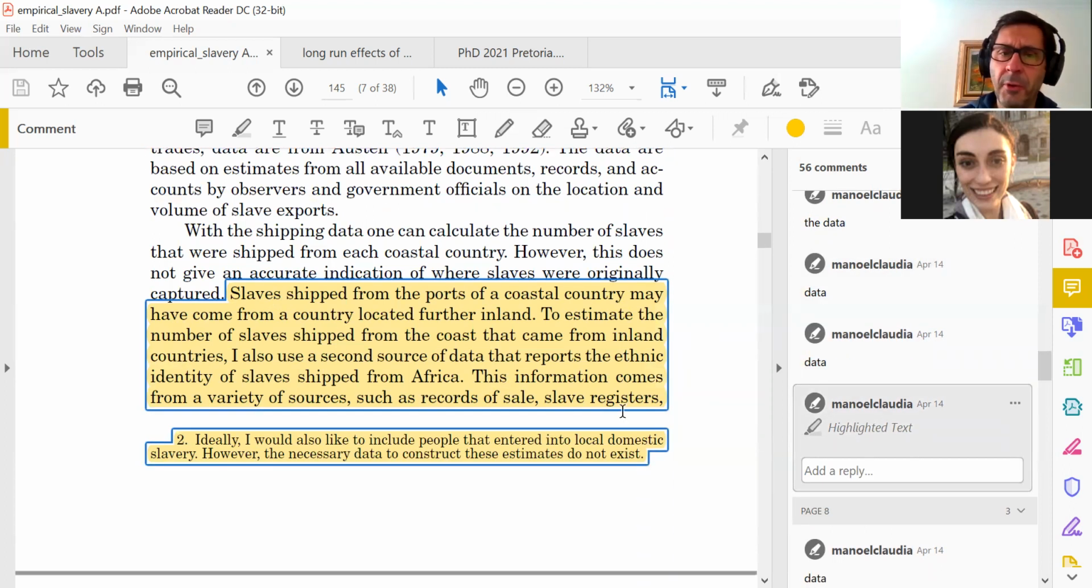And slaves shipped from the ports of a coastal country may have come from a country located further inland, of course. To estimate the number of slaves shipped from the coast, that's why the information on ethnicity is important. He also uses a second source of data that reports the ethnic identity of slaves shipped from Africa, so that he can match the ethnicity of someone coming from inland with the contemporaneous boundary of African countries.